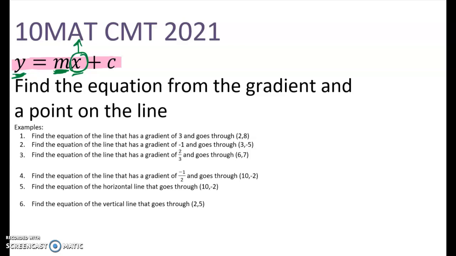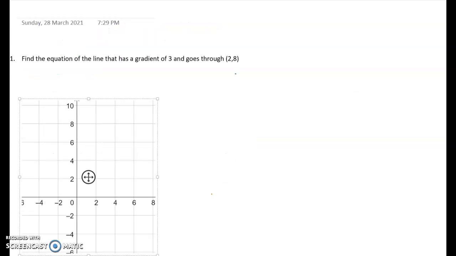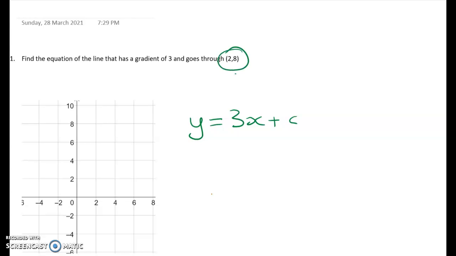So the first one is this. We've got a gradient of 3, and we know that the line goes through the point (2, 8). So what are we going to do? Well, if the gradient is 3, that means that my line must have the form y equals 3x plus something. So y equals 3x plus c. And we know that this point (2, 8) is on that line. The y coordinate is 8, and the x coordinate is 2. So it's going to be 8 is equal to 3 times 2 plus c.